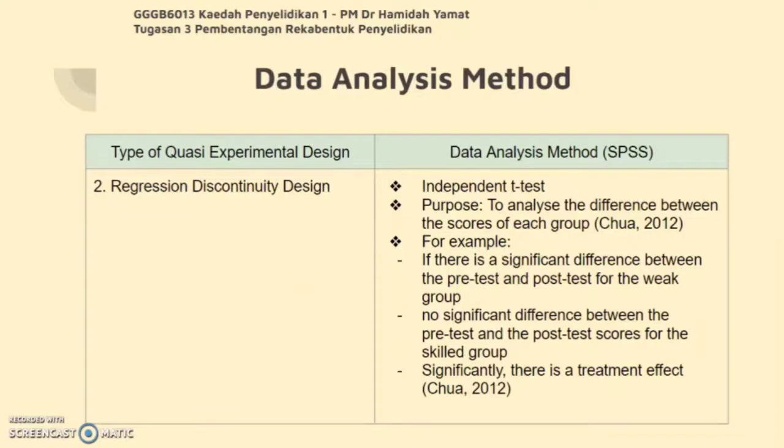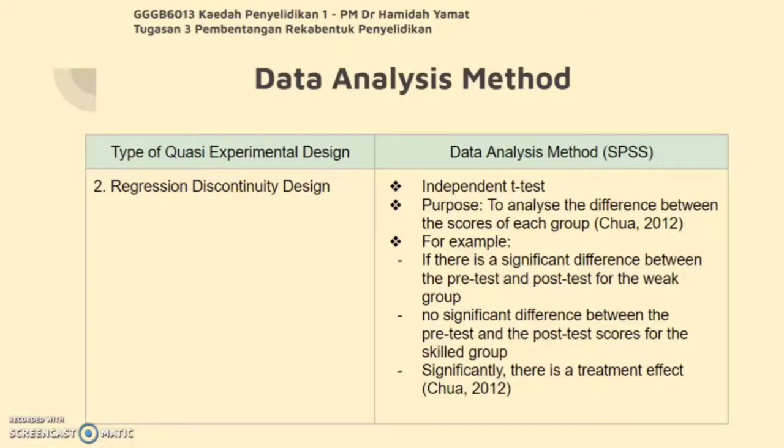Moving on, the next type of quasi-experimental design is the regression discontinuity design. This design is used to study a special group within an organization. The strength of this design is that it only requires treatment to be given to groups which really need it. For data analysis, the independent t-test is used to analyze the difference between the scores of each group, by Chua 2012.